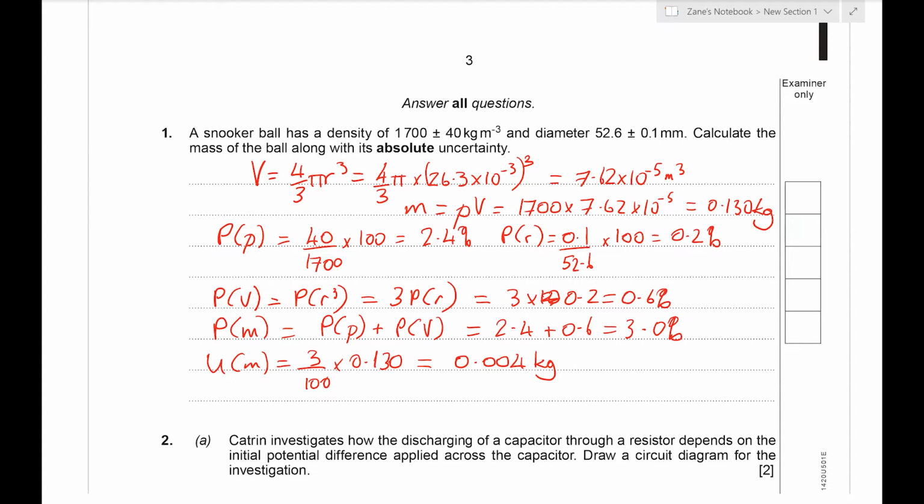So if you went for 2 significant figures, you get about 0.038 roughly kilograms. So finally, I'm just going to state that the mass is 0.130 plus or minus 0.004 kilograms. And note that I certainly wouldn't round this 0.130 just to 0.13. The 0.004 is the third decimal place, so we would leave our mass to the third decimal place as well.